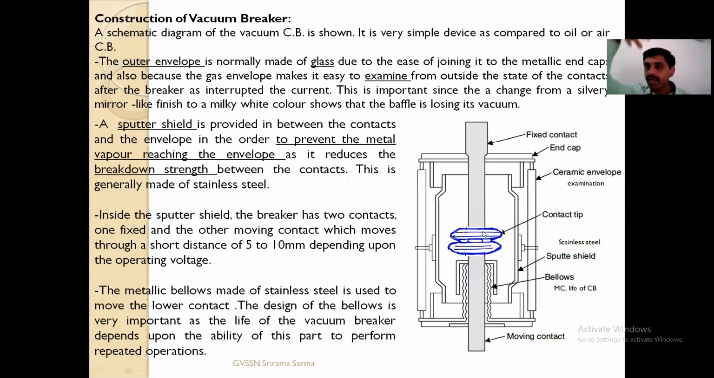These are the contacts, the separation. This is the sputter shield, and these are the bellows through which the movement will take place. That means the moving contact will move down through this.